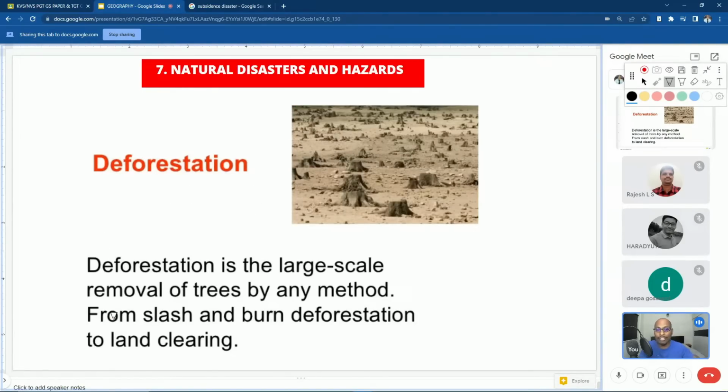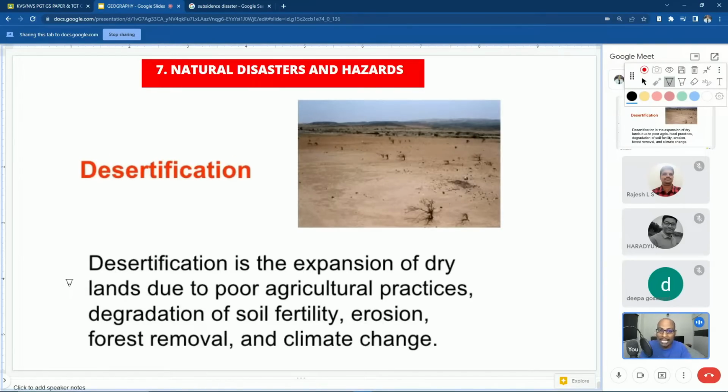Now, what is deforestation? In most of the developing countries, we are going with deforestation. Deforestation is the large scale removal of trees by hand methods, from slash and burn deforestation, to clear land for different purposes, for the development of infrastructure and industries. All those things we are doing are deforestation. Then desertification.